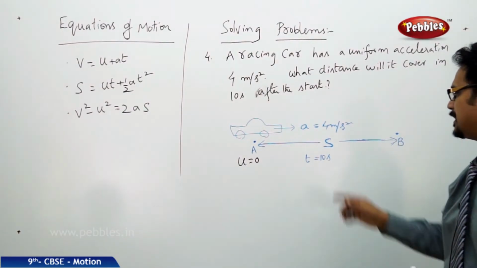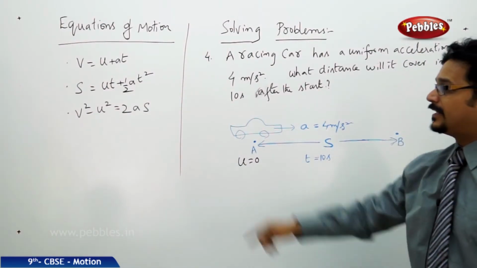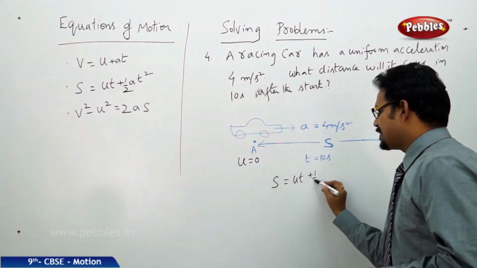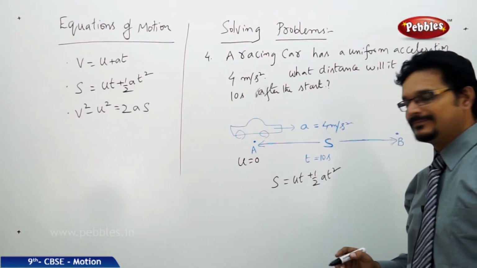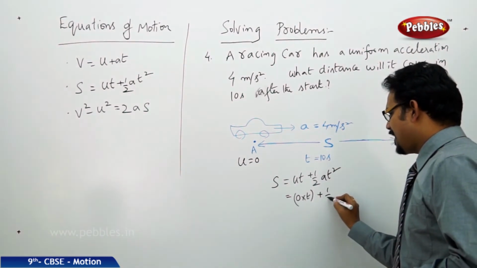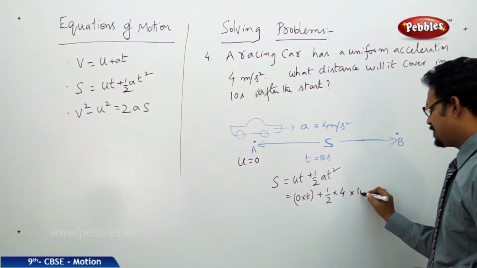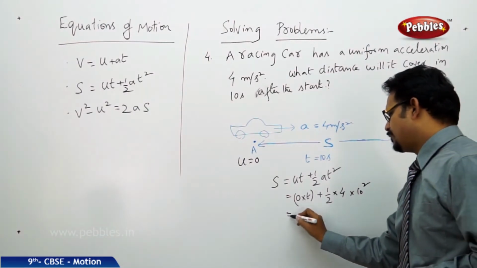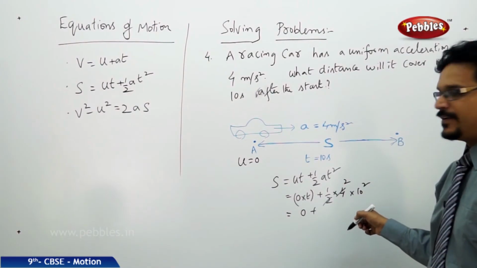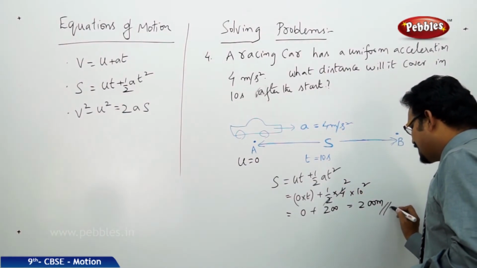So which formula can we use? S, t, a, u. If you check the equations of motion, you understand that the second equation is suitable for this. So let us write s equals ut plus half at square, where u is 0. So 0 into t plus half into a, which is 4 meters per second square, into time 10 seconds square. So what do we get? 0 plus, half into 4 is 2, 10 square is 100, 100 into 2 is 200. So the answer is 200 meters.